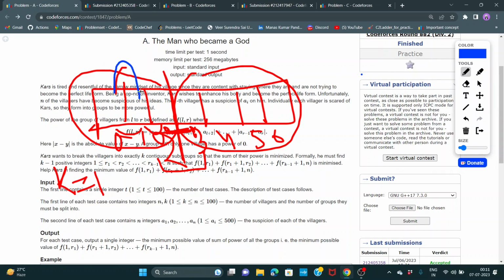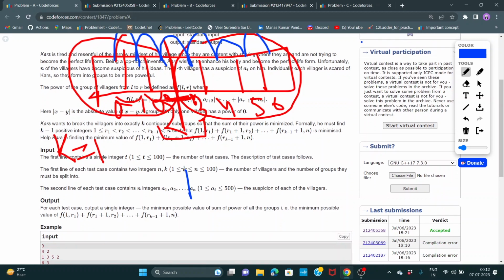Okay, so I have to add this difference, and this one, and this one. If the value of k is 1, then I do not have to divide, I do not have to put any line. So I have to consider all the difference values. What I have done is, I just took the difference values and stored all of them in an array.